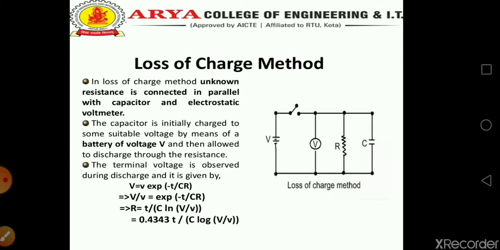In the loss of charge method, the unknown resistance is connected in parallel with a capacitor and an electrostatic voltmeter as shown in the figure. This capacitor is initially charged to some suitable voltage by means of a battery of voltage V, and then allowed to discharge through the resistance. The terminal voltage is observed during the discharge, and it is given by v equal to V exponential of minus t upon CR, and R equal to 0.4343 t upon C log V upon small v.